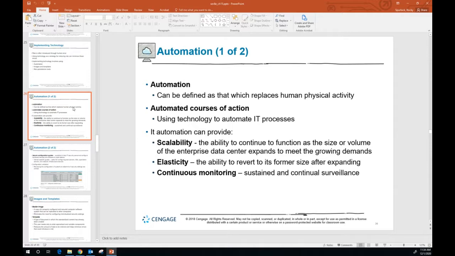Now, this can also provide scalability. That's the ability to continue to function as the size or volume of the enterprise data center expands to meet the growing demands. Elasticity is the ability to revert back to its former size after expanding. And it also gives us the ability to do continuous monitoring. So we have continued surveillance.